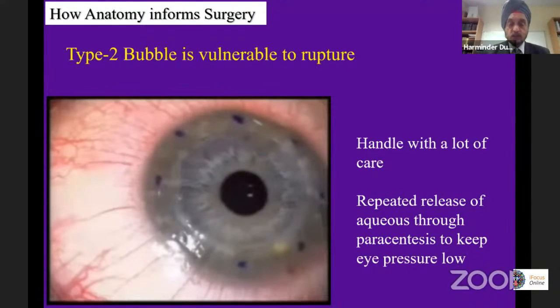You can avoid this. What you have to do is repeated paracentesis to keep your Descemet membrane flaccid. First thing, know that you've got a type 2 bubble. Know it's only Descemet membrane. You know that it is very vulnerable.